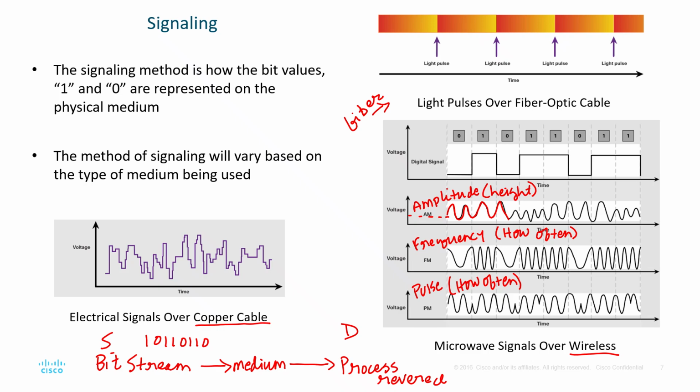So, it is your NIC doing encoding here, and it is your NIC doing decoding here. Okay, so your NIC is responsible for placing the bits on the medium as well as taking them off of the medium.